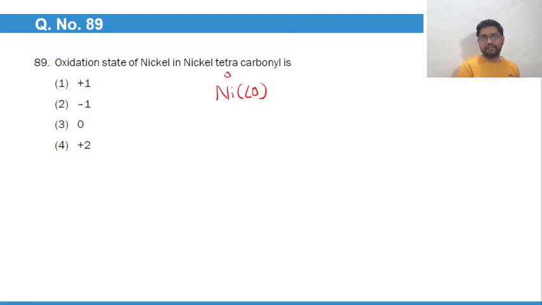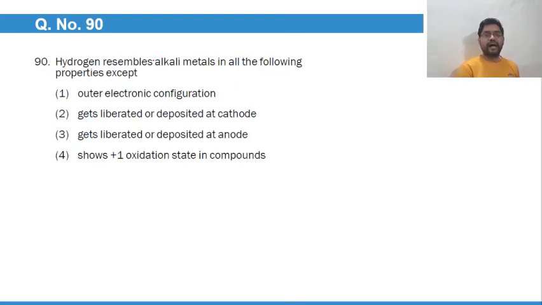Now, the oxidation state of nickel in nickel tetracarbonyl. It's a neutral ligand, so it is 0. Okay. Question 90: hydrogen resembles alkali metals in all the following properties except. Auto-electronic configuration, yes, so not the right answer. Gets liberated or deposited at cathode, yes, not the right answer. Gets liberated or deposited at anode, this is not the right answer, so we'll go with option number 3. Clear? Next.